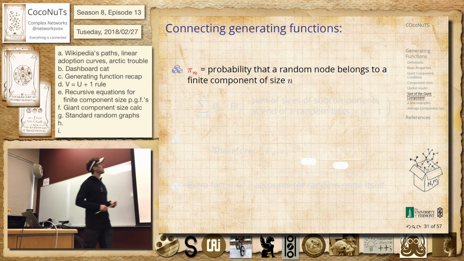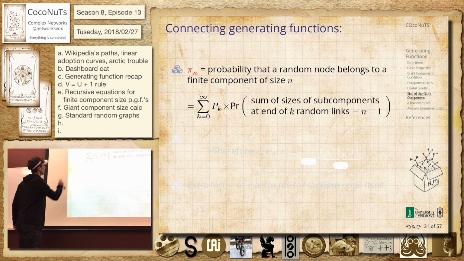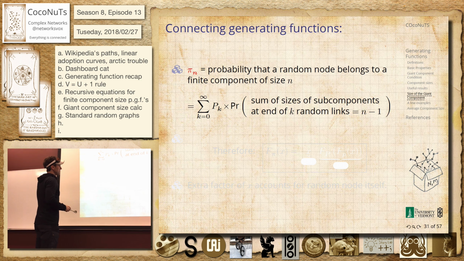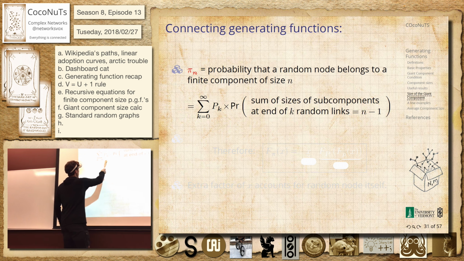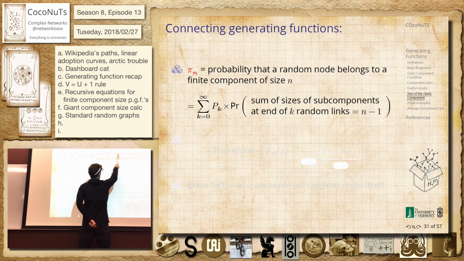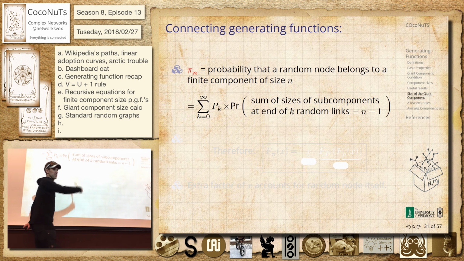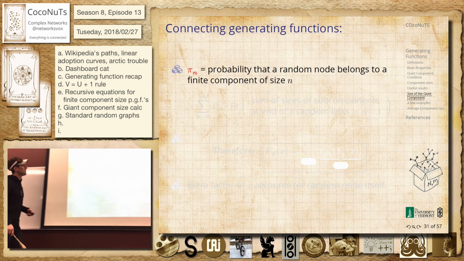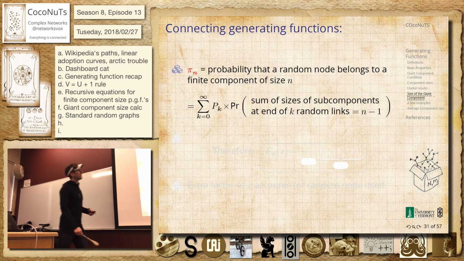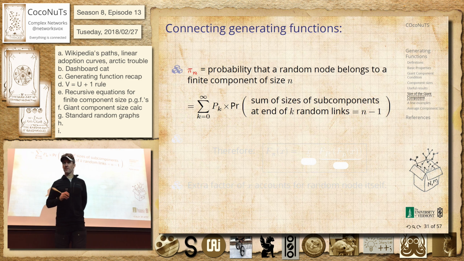Okay, so again, this is the probability that a random node belongs to a finite component of size n. We're going to jump on it. If we think about that a little bit, this is our recursion relation. This is the probability that we have chosen a node of degree k. And then this is the probability that the sum of the sizes of all of the subcomponents connected to it is n minus 1, because you've got one for itself. So we're just writing out in words what the picture is.